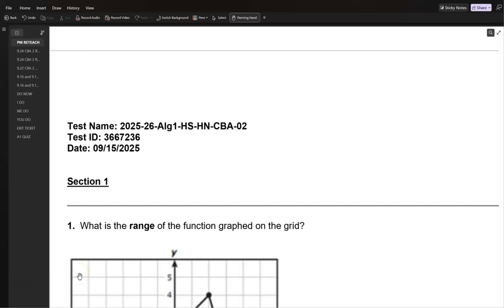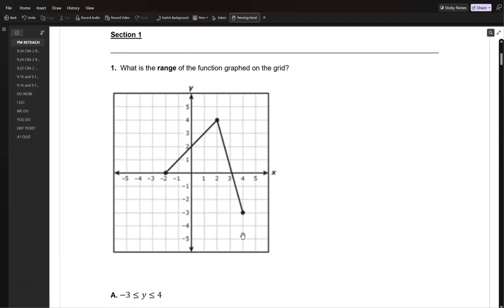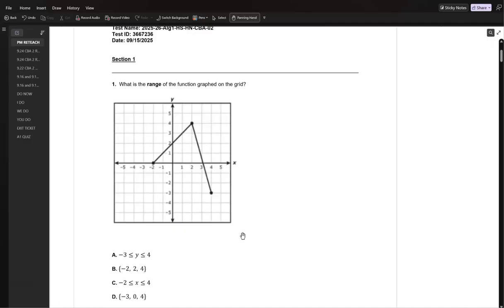Alright, HSS Algebra 1 Honors. We're going to be looking at that second CBA so that we can address any of the questions you missed. Alright, so let's take a look at this first question.